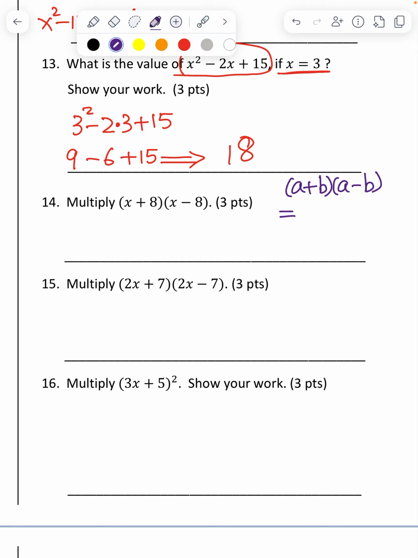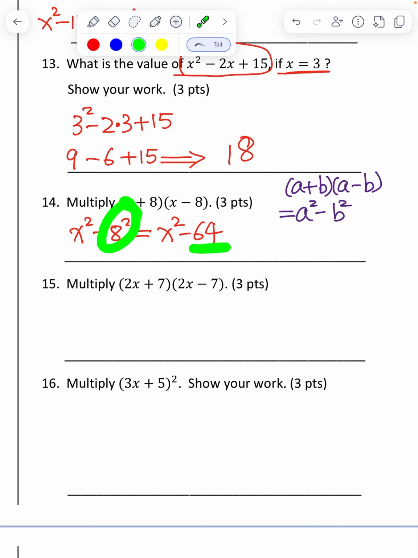This equals what? This equals the first term squared minus the second term squared. That's it. So for this one, look, here's x, 8, right? They're the same. And one is plus, one is minus. So this is going to be x squared minus 8 squared. This equals x squared minus 64, because 8 squared is 64, right? So the final answer is this.